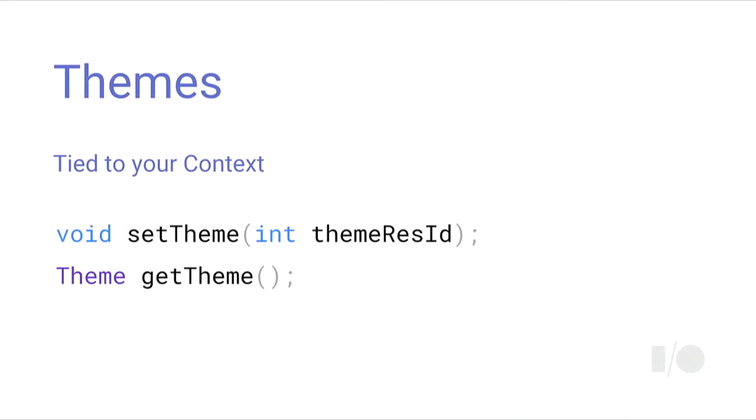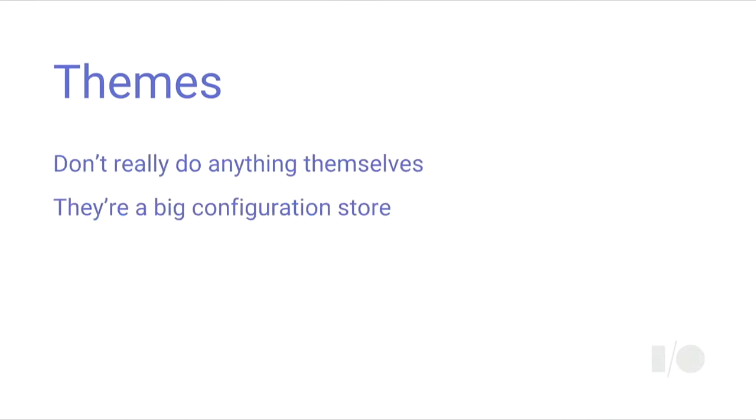Now, you'll typically set themes in your Android manifest, so you'll set it in the application tag or whatever it is. Internally, all that does is just before your onCreate is called, it will call setTheme for you. So it's exactly the same APIs the framework is calling. Now, themes don't actually really do anything. I like to think of them as big configuration stores for everything else.